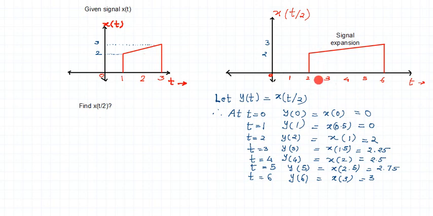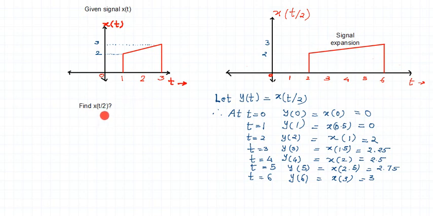At y is equal to 3, it is 2.25. At y is equal to 4, it is 2.5, in between 2 and 3 here. At y of 5, it is 2.75, and at y of 6, it is reaching 3, right? And after which the signal is 0, and hence we bring this down to 0. So how is the new signal with respect to the original signal? Clearly, x of t by 2 is an expanded version of the original signal, right? It is a signal expansion.